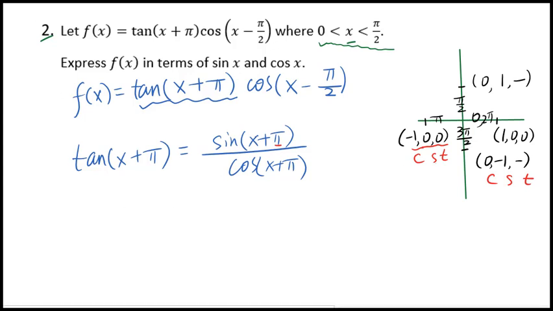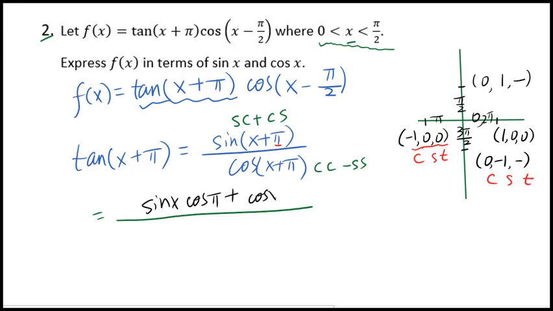Therefore, for sine x plus pi, we got to use SCCS. This is a plus. For cosine, you got to use CCSS as here's a subtraction. Therefore, let's expand this. You will get sine x cosine pi plus cosine x sine pi. For the denominator, you will have cosine x cosine pi, then minus sine x sine pi. For sine pi will be 0. For cosine pi, that is negative 1.